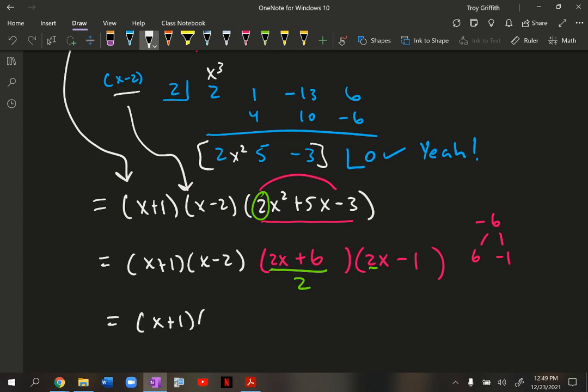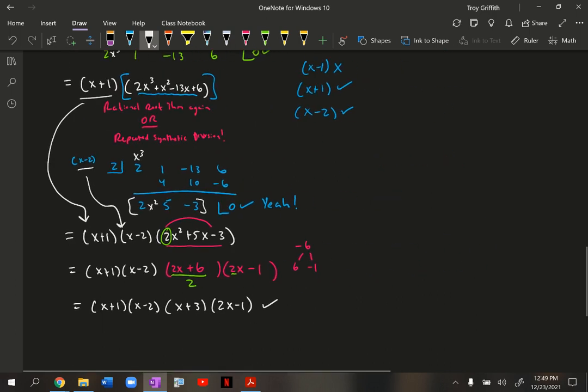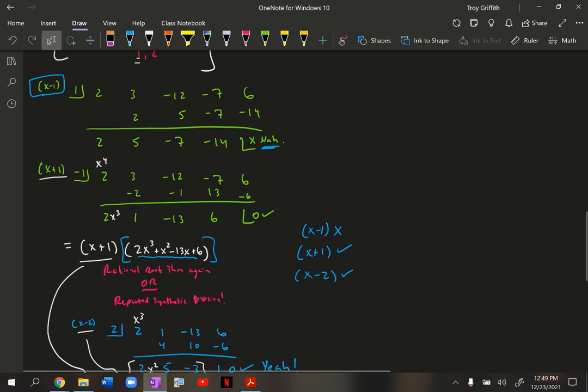So when I'm done, here's what I'm going to have. X plus 1 times x minus 2 times x plus 3, 2 divided by 2 and 6 divided by 2. And then I'll have a 2x minus 1 left over. This is completely factored. Okay. What did we do to completely factor this? Well, we had to use synthetic division one time, and then we used synthetic division a second time to get myself to my final answer.